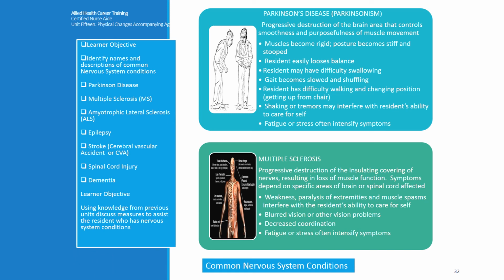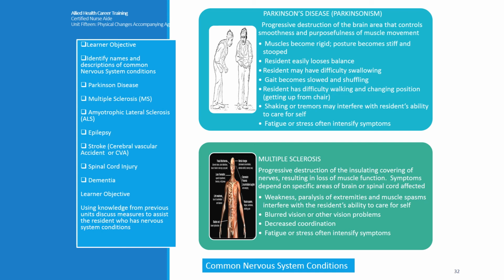So let's talk about some different conditions. Parkinson's disease. Now, Parkinson's disease is a pretty common one that you'll see. So, Parkinson's disease or Parkinsonianism, and the Parkinsonianism may be caused by different drugs, but the Parkinson's disease is something that happens in the body itself. So, Parkinson's disease is a progressive destruction of the brain area that controls smoothness and purposefulness of our muscle movement. So, our muscles may become rigid, our posture becomes stiff and stooped.